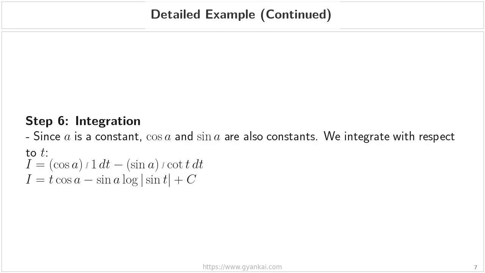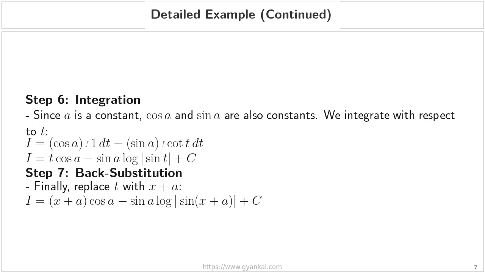Recall that the integral of cotangent t is the natural logarithm of the absolute value of sine t. So that part becomes minus sine a times the natural logarithm of the absolute value of sine t plus our constant of integration, which we denote as c. Therefore, our integral I at this stage is equal to t times cosine a minus sine a times the natural logarithm of the absolute value of sine t plus c.